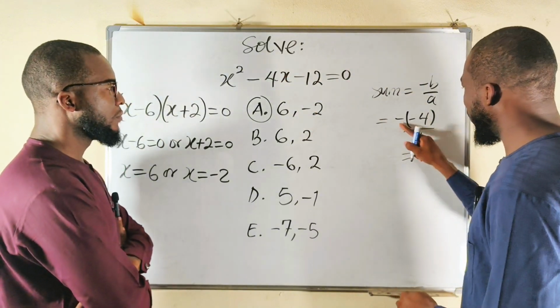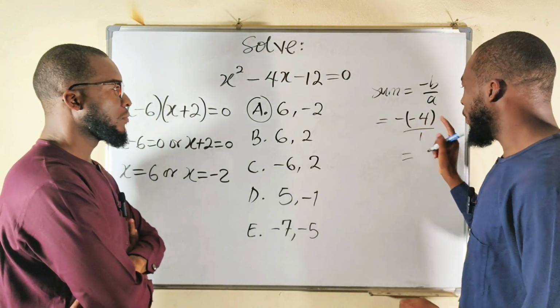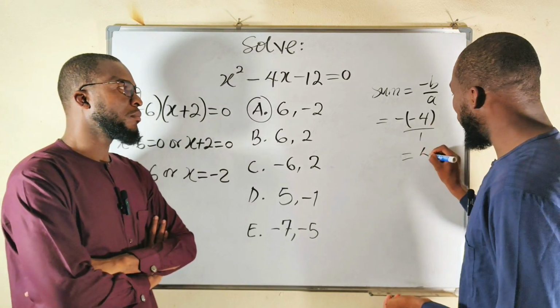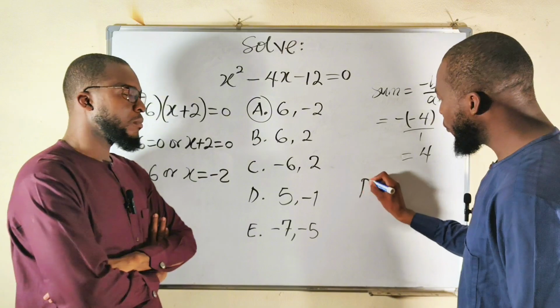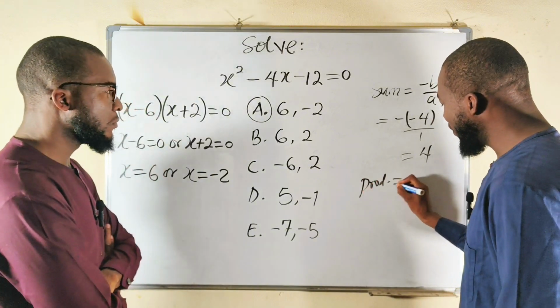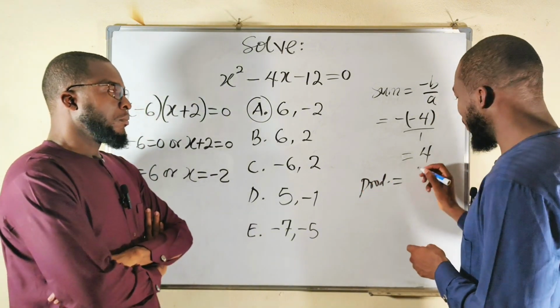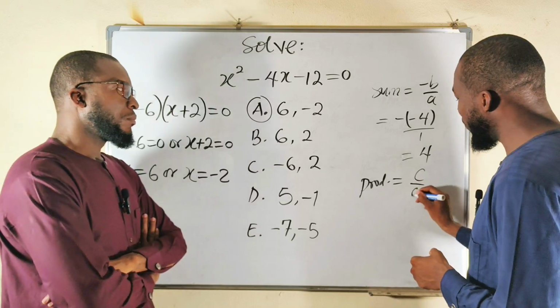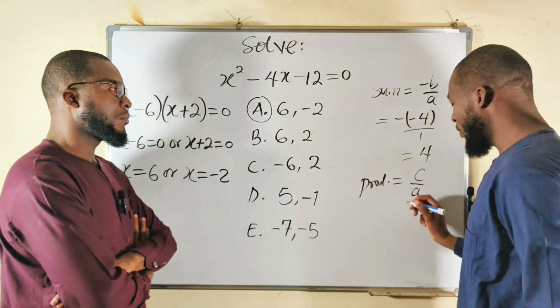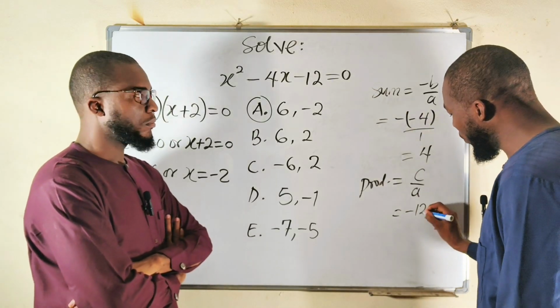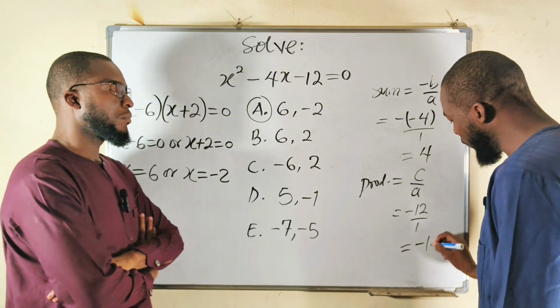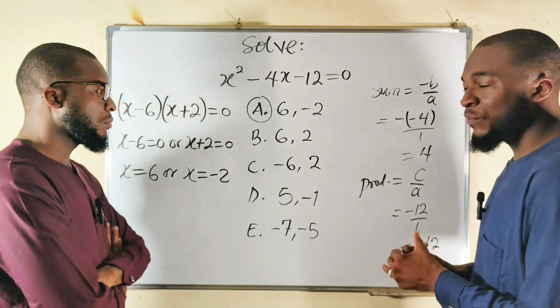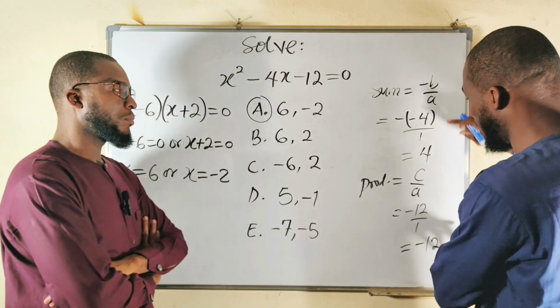So this will be negative is positive, times 4 is 4, divided by 1 is 4, which means that the sum of the roots will give us 4. And their product, that is, if you multiply them together, it is as simple as taking c divided by a. C is the constant, which we have as negative 12, divided by a, which is 1. Therefore, the product will give us negative 12. Then you look at the available options that satisfy these two conditions.